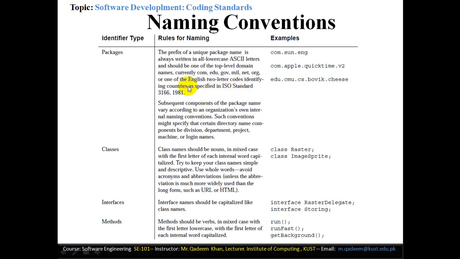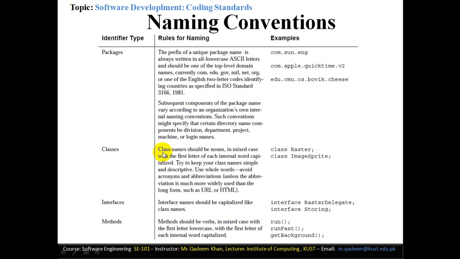Now, this is the ISO standard 3166 and 1981 standard. Subsequent components of the package name vary according to the organization's own internal naming convention. Such a convention might specify that certain directory name components be division, department, project, machine, or login names. Sometimes different companies use their own style for declaring packages, so it depends on them, but it is the ISO standard. So we should use the ISO standard.